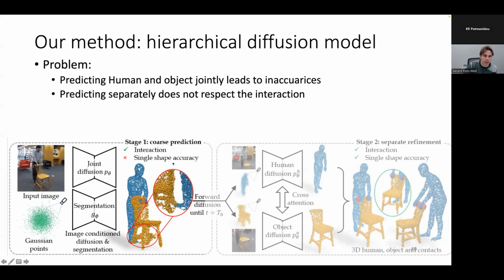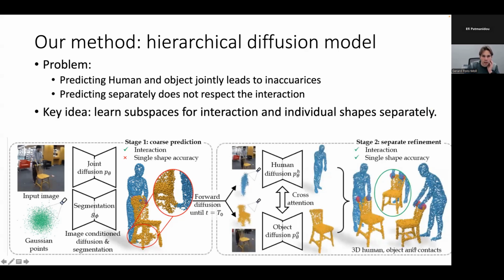In the first stage, we reconstruct the human and the object jointly, obtaining a coarse prediction, and this will roughly localize where the human and the object are. Then in a second stage, we refine this by having a point cloud dedicated to the human and a point cloud dedicated to the object. We also have cross attention between these point clouds so that they talk to each other in order to obtain the reconstruction of the human and the object in this second stage.